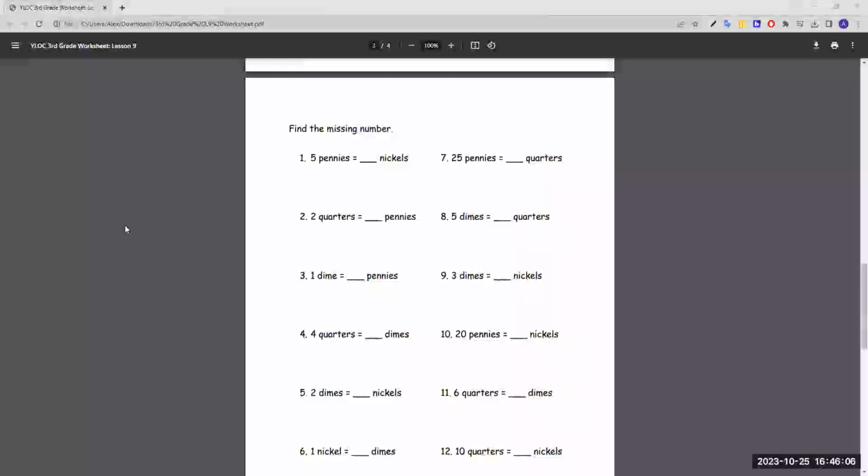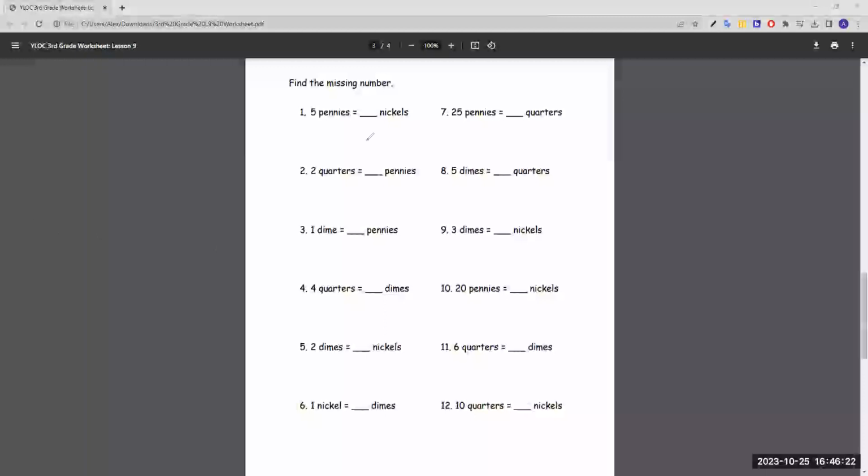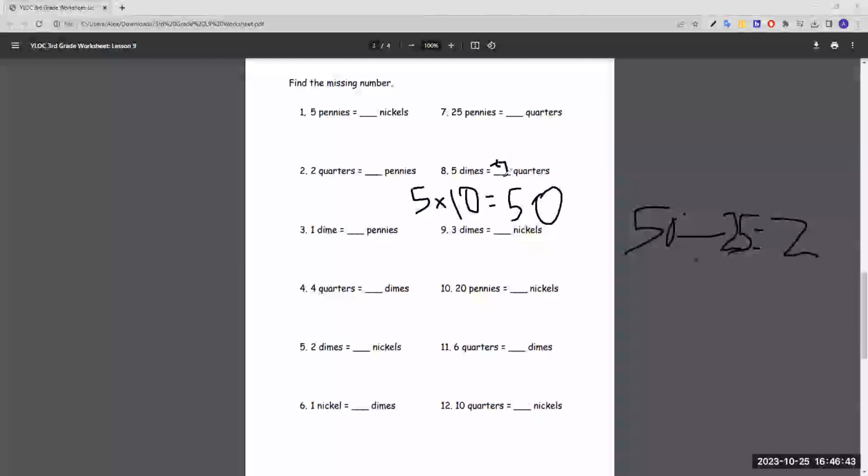Number 7, 25 pennies equals blank quarters. We know that 1 quarter is equal to 25 cents, which is 25 pennies. So this would just be 1. Number 8, 5 dimes equals blank quarters. 5 dimes is 5 times 10 because 1 dime is 10 cents. So that'd be 50 cents. And 1 quarter is 25 cents. So 50 divided by 25 is 2 quarters, which is the answer for number 8.